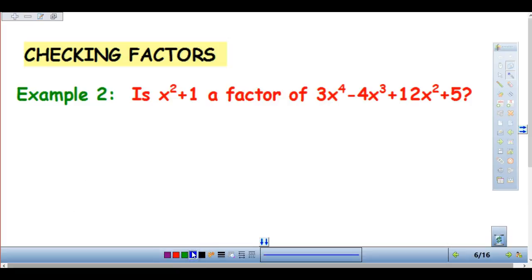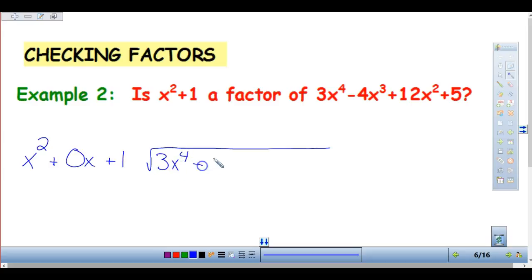Okay, so since this doesn't have any zeros, we need to put it in here. So on the outside, we're gonna have x squared plus 0x plus 1. Underneath, everything's fine except we're missing an x, so we're going to have to put a 0 in that place. So we're going to have 3x to the 4th minus 4x cubed plus 12x squared plus 0x plus 5. This is going to be a long one. Okay?